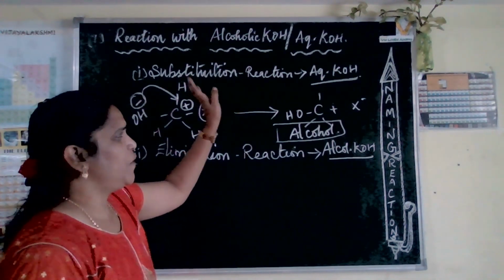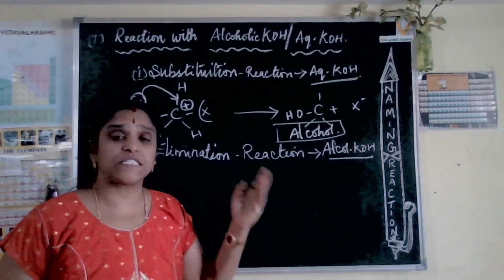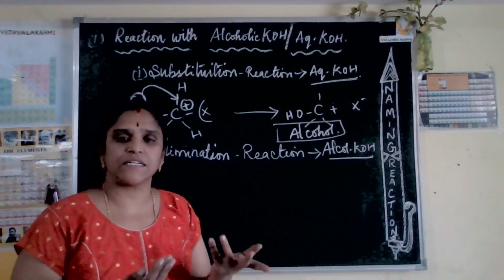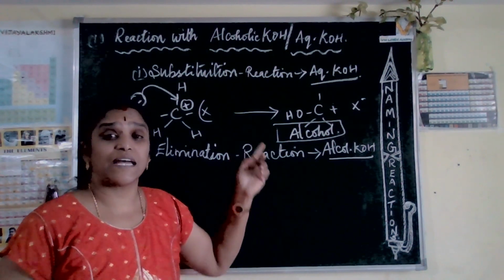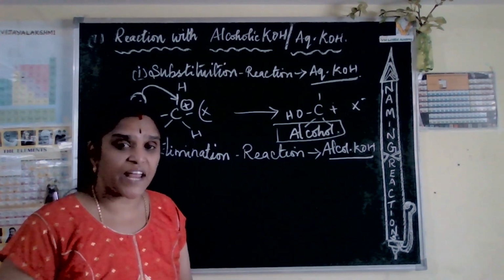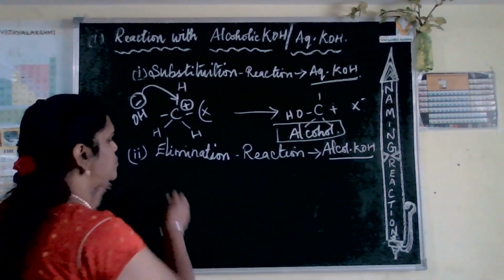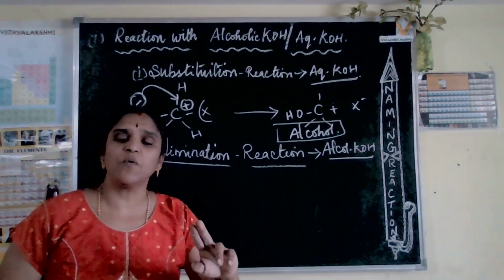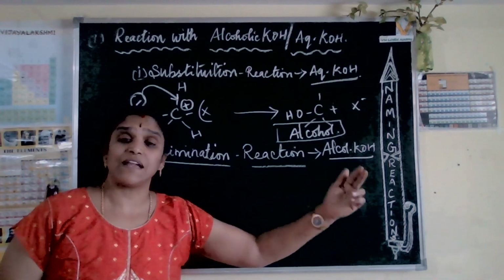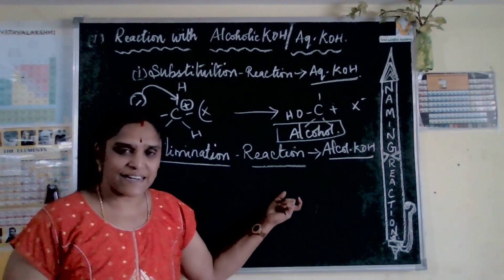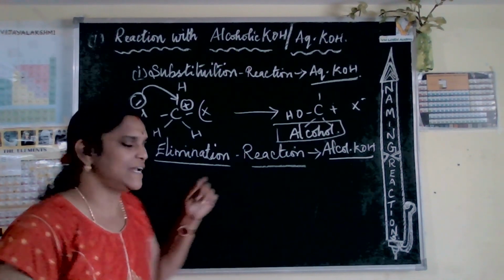Now, whenever they ask the question, aqueous KOH, when it reacts with haloalkane, what is the product? 100% it is alcohol and it comes under the substitution reaction. I hope you know this substitution reaction mechanism. Yes, now come to the elimination reaction. Elimination reaction means removal of hydrogen as well as halogen, that is dehydrohalogenation. That is what we went through in yesterday's class.